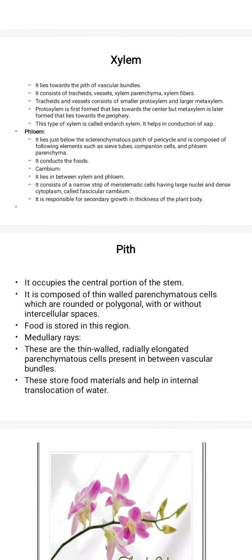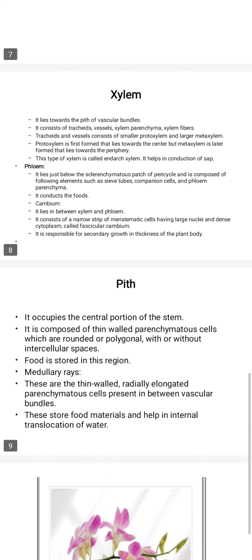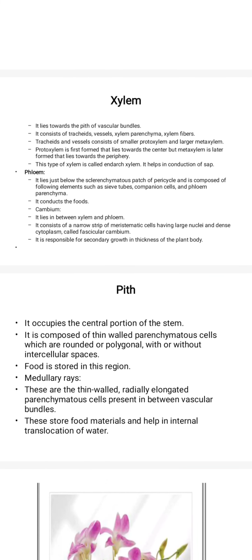Phloem lies just below the sclerenchymatous patch of pericycle and is composed of the following elements: sieve tubes, companion cells, and phloem parenchyma. It conducts the food. Again, cambium lies in between xylem and phloem. It consists of a narrow strip of meristematic cells having large nuclei and dense cytoplasm, called fascicular cambium. It is responsible for secondary growth in thickness of the plant body.